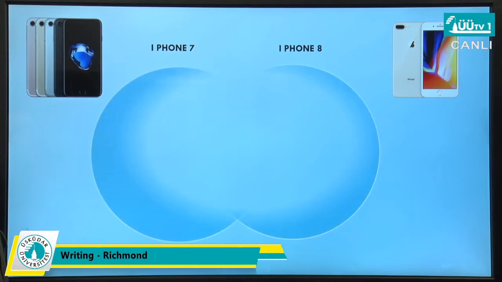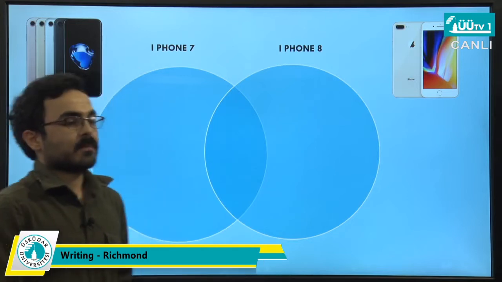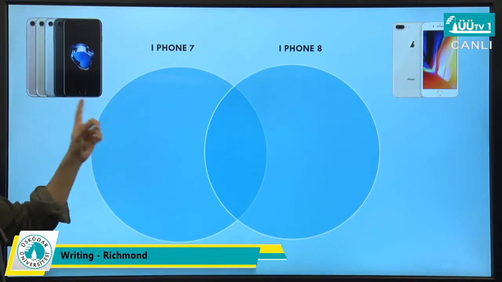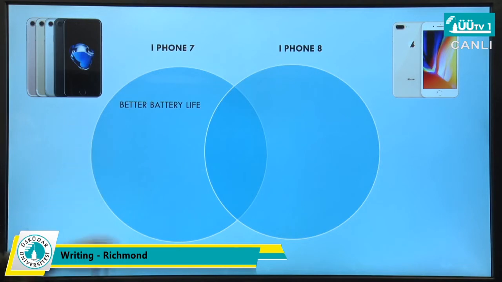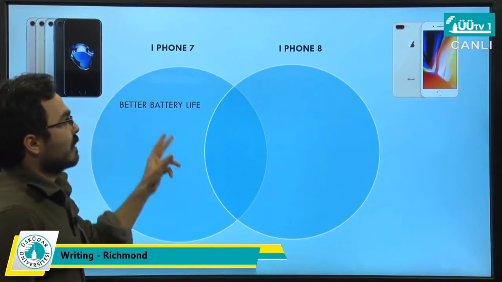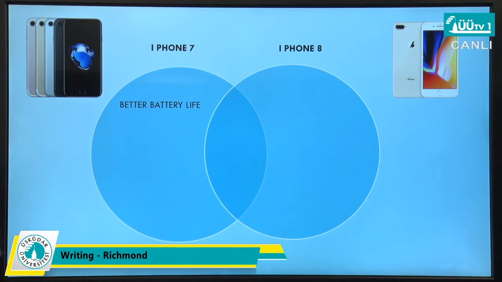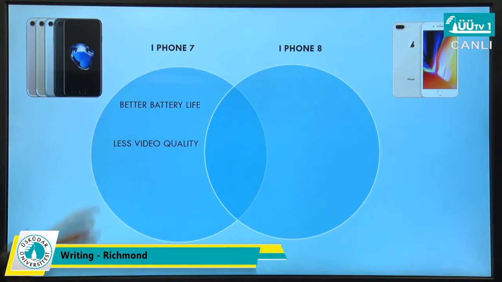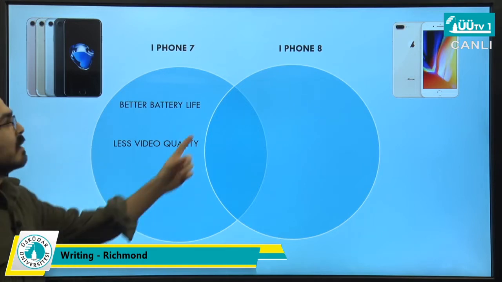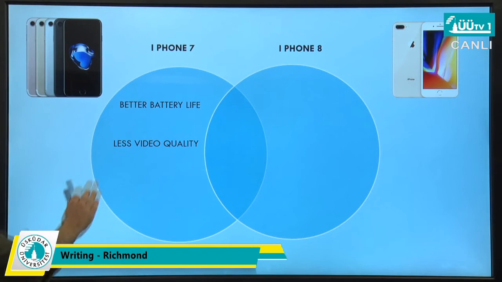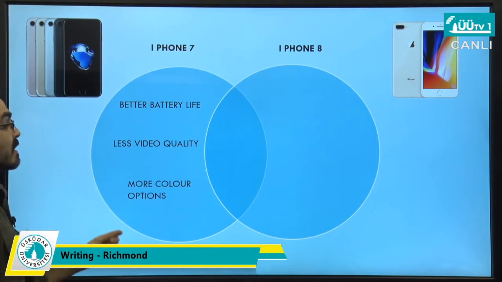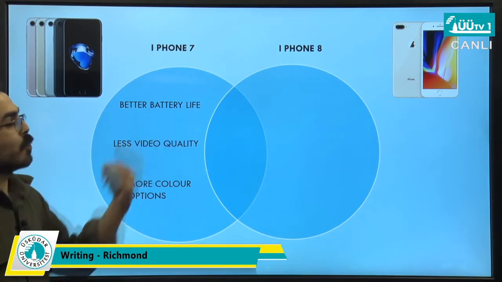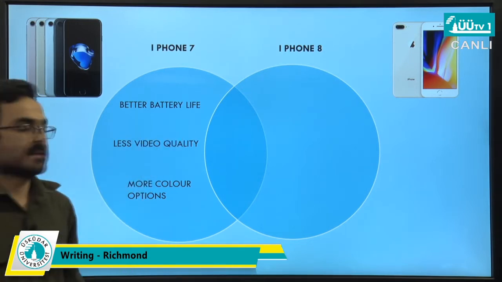So, what can we say about iPhone 7 that is different from iPhone 8 here? Again, when we compare iPhone 8, we can say that iPhone 7 has better battery life than iPhone 8, right? This is the difference we are talking about here, right? So, it has less video quality than iPhone 8, less video quality. It has more color options. It comes with more color options when we compare it with iPhone 8, okay?